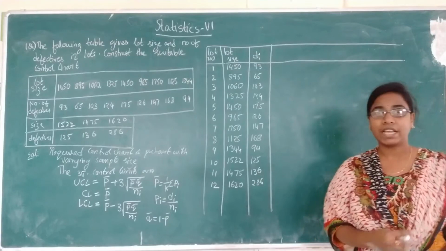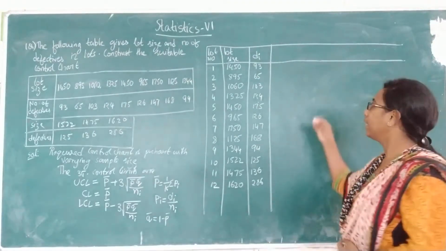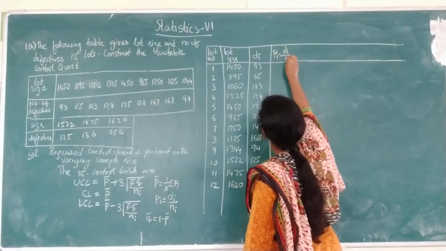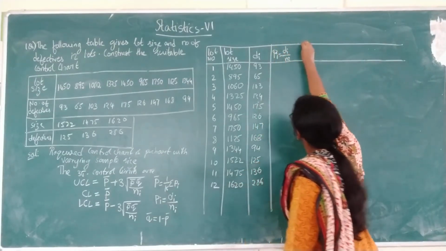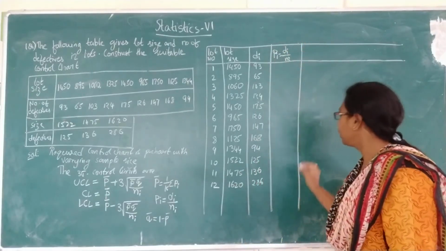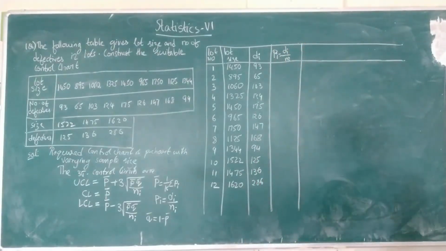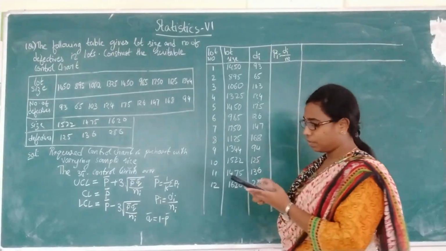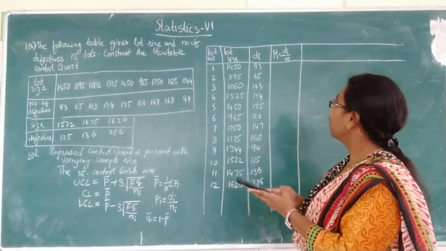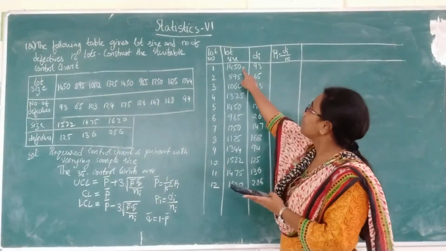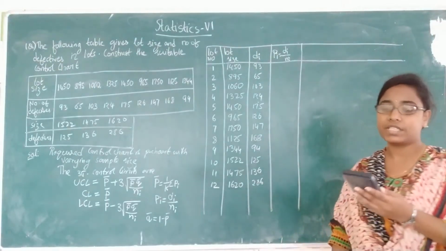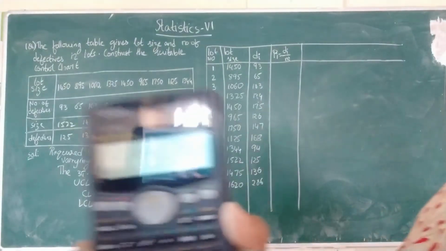After getting the Di values, the next step is to calculate the Pi values using the formula Pi equals Di by Ni. Here you will get decimal values; write up to 4 digits after the decimal point. The first Di value is 93, divided by the sample size Ni value 1450. So 93 divided by 1450 you will get as 0.0641.